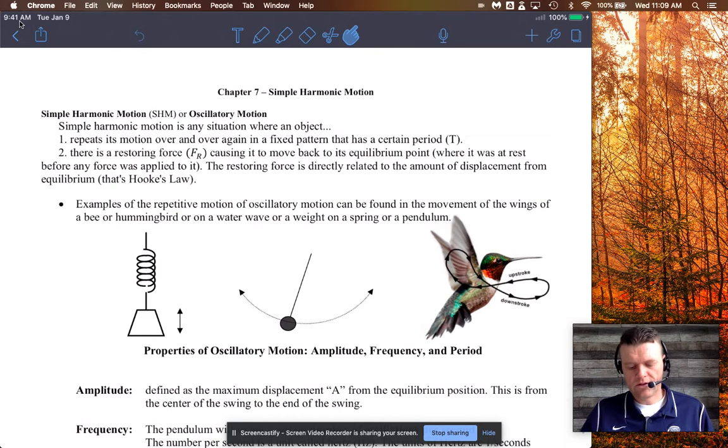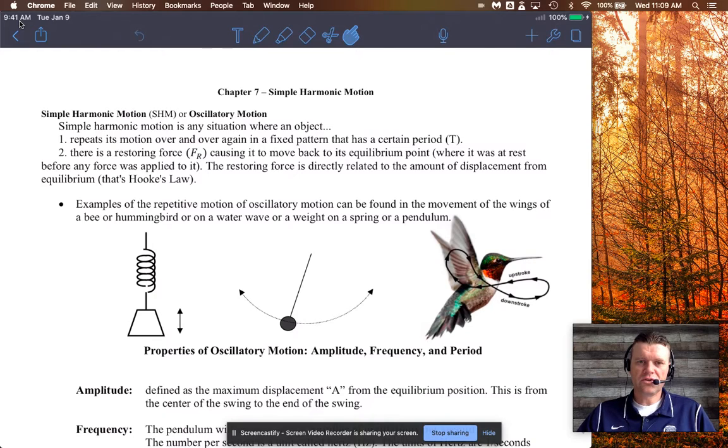Hello, Physics 20s. I'd like to go through the introduction to simple harmonic motion. It's chapter 7, and today I want to talk about pendulums. So the first thing we need to understand in chapter 7 is a principle called simple harmonic motion.